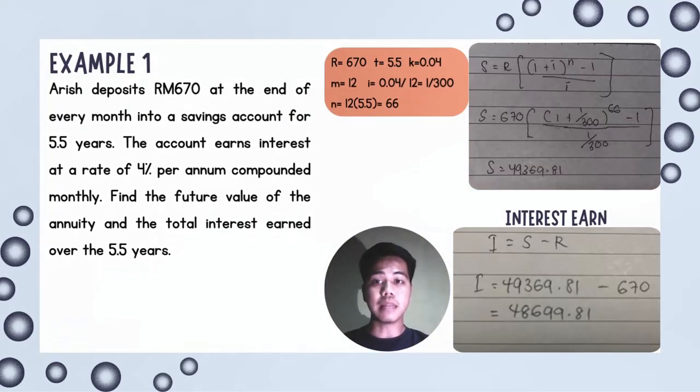This is example one for future value of ordinary annuity. Arish deposits RM670 at the end of every month into a savings account for 5.5 years. The account earns interest at 4% per annum compounded monthly. Find the future value of the annuity and the total interest earned over 5.5 years.